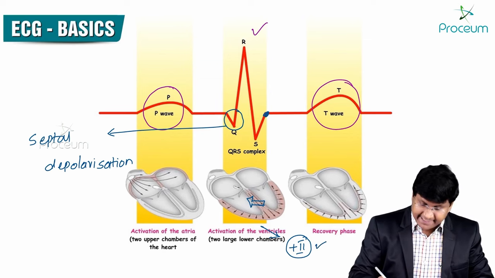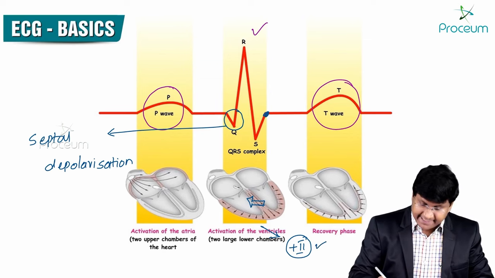Now, at the same time, you should also know the y-axis. Remember, one large box is equal to 5 mm. That means, in one large box, how many small boxes are there vertically? 5 small boxes. So one small box on the ECG paper will be equal to 1 mm. And what is the y-axis telling you? The y-axis is telling you about the voltage.